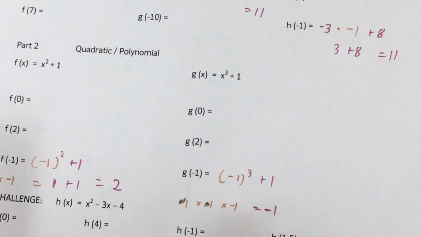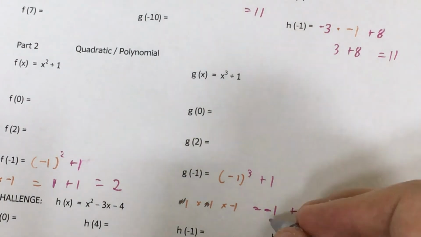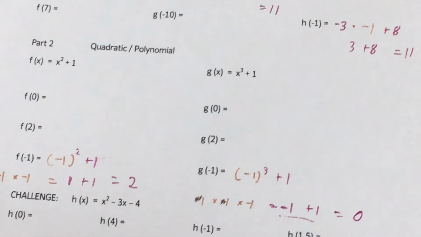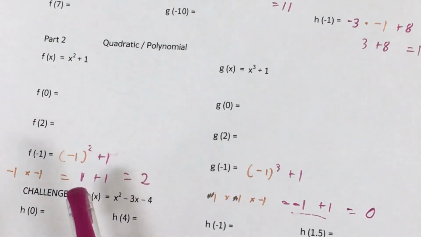So this is negative 1. I still need my plus 1 on the end, and this expression comes out for an answer of 0. So again, I just wanted to do these two to emphasize both the process and the importance of keeping track of your negative signs with this kind of problem.